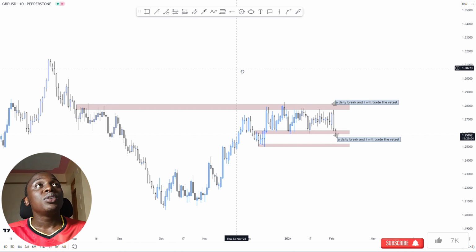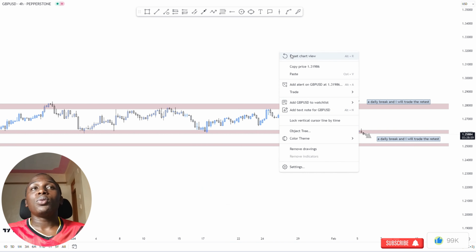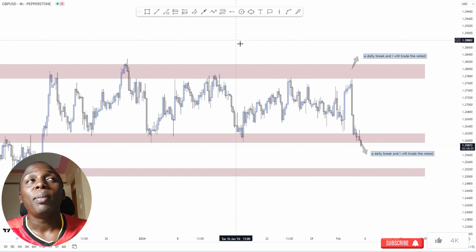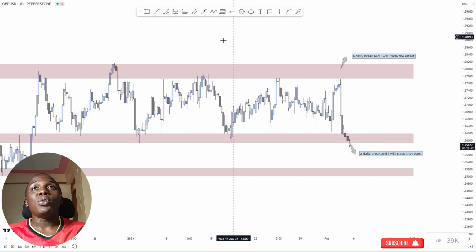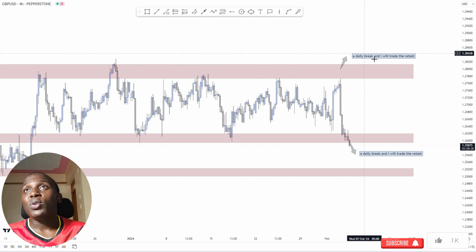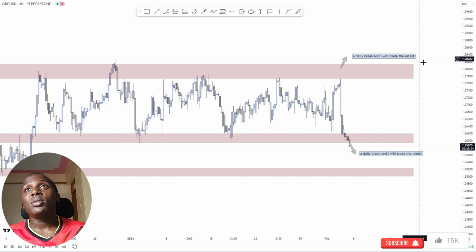So let's go to the 4-hour time frame and see how price is reacting. One thing I would like to note is that I don't usually trade markets when they are consolidating. What I usually do is wait for the consolidation to end, and then I can trade the breakout of the consolidation. So what I'm waiting to see in GBPUSD so that I can get engaged is a daily break and close above either the support or the resistance zone.